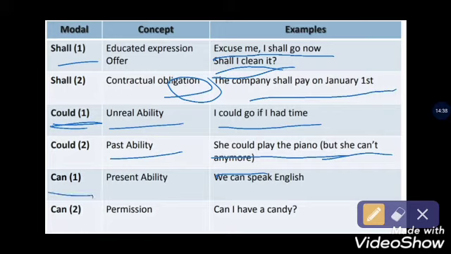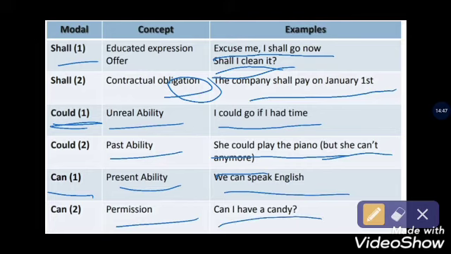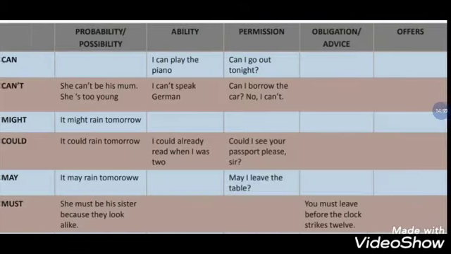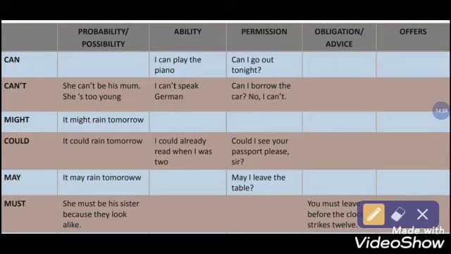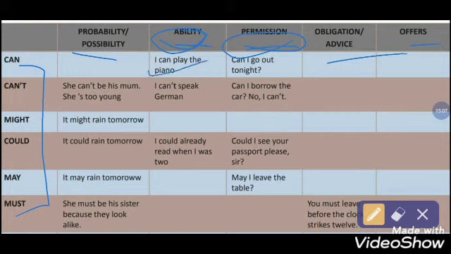Next word is can. It shows present ability and permission. Here are examples. We can speak English. Can I have a candy? Okay. Next, here are some modals that show different categories. Can we use for ability, permission. Okay. I can play piano. Can I go out tonight?